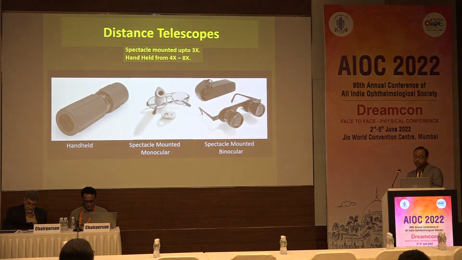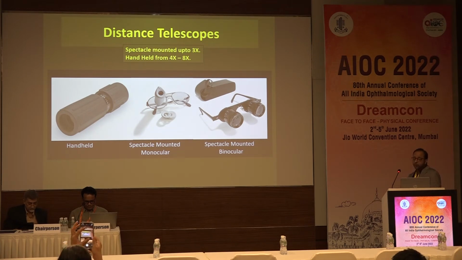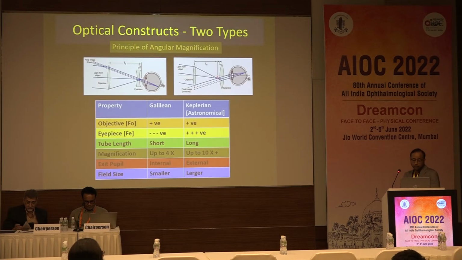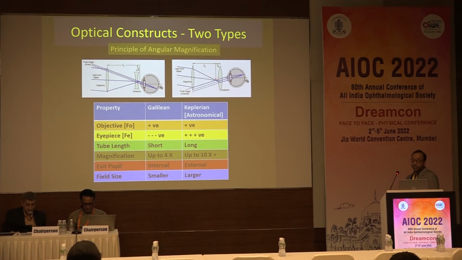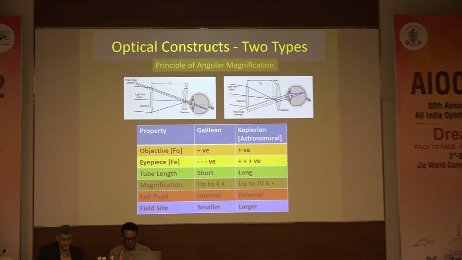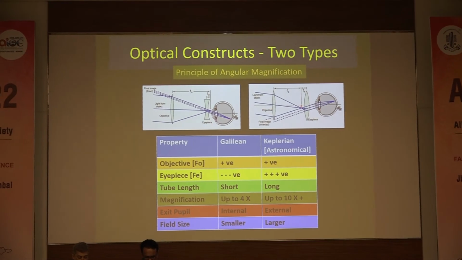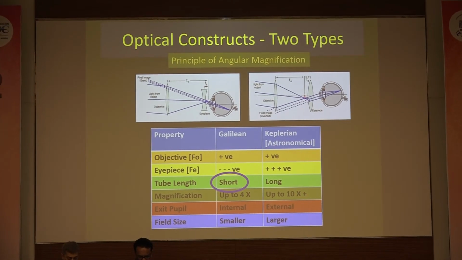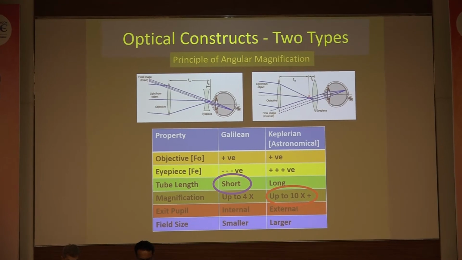For distance vision, we have telescopes which can be handheld or spectacle mounted. These have a small but very important role in low vision patients. These are generally used for activities like reading signs or the blackboard in school in the case of kids, traffic signals, or even watching TV. There are two basic designs based on the principle of angular magnification, Galilean and Keplerian. Although the Galilean one is smaller, the Keplerian one provides higher magnification and a larger field of view.